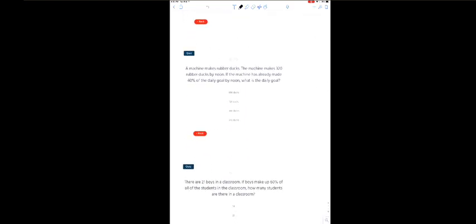It says, a machine makes rubber ducks. The machine makes 320 rubber ducks by noon. If the machine has already made 40% of the daily goal by noon, what is the daily goal? So it's asking us the daily goal, which is the total. And it tells us that it's already made 320, and that this is 40% of the daily goal.